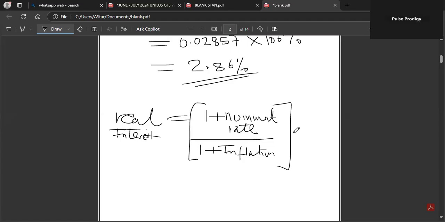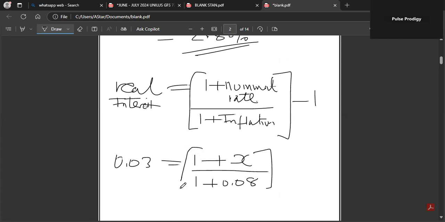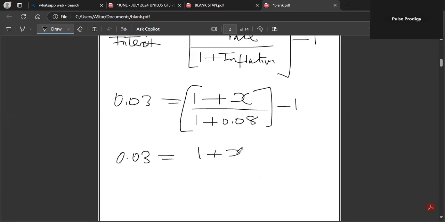Then minus 1. So what is the real interest? The real interest is 0.03, which is equal to 1 plus x, which we are looking for, over 1 plus the inflation rate, 0.08, then minus 1. Are we together? Yes. So we are going to simply say 0.03 is equal to 1 plus x, these are unlike terms, over 1.08.